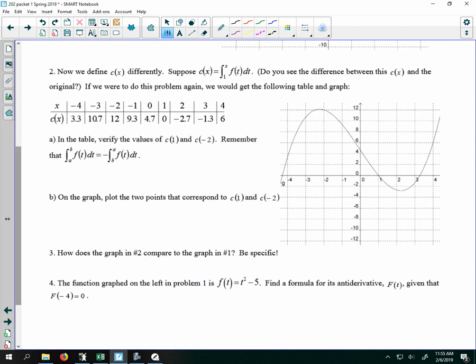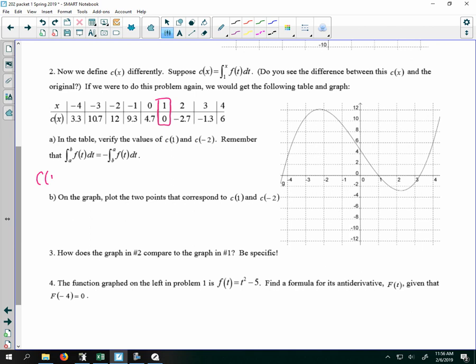Okay, let's define C of x differently, a different cumulative area function. This time I'm going to integrate starting at 1. So C of x is going to be the integral from 1 to x of f of t dt. In the original that we just worked on, it was -4: C of x was defined as the integral from -4 to x of f of t dt. I already gave you all the cumulative area values, but just to verify, I want to verify 2 of these.